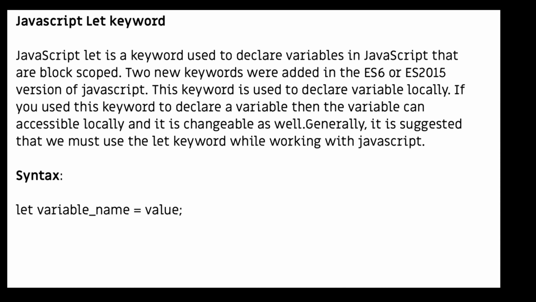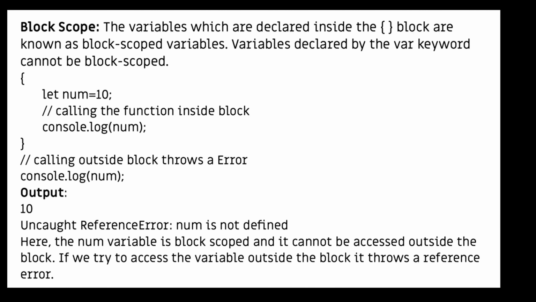The syntax is: first we add the let keyword, then the variable name, then the assignment operator, then its value. So we take one example of this. First we discuss block scope. What is block scope? The variables which are declared inside a block are known as block scoped variables, because let is block scoped. Variables declared with the var keyword can't be block scoped.